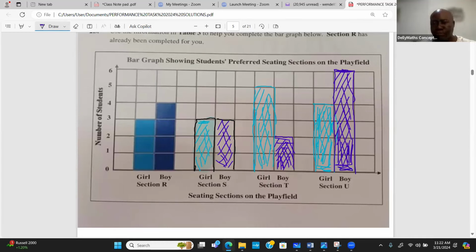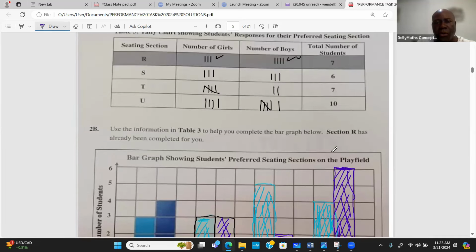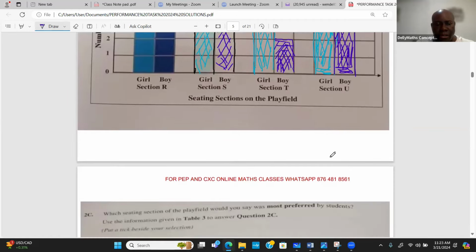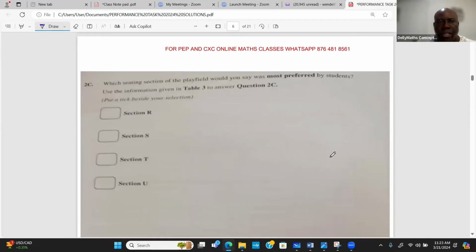So basically this is what we have, as you can see. For S, we have 3 girls, 3 boys. For T, we have 5 girls, 2 boys. And for U, we have 4 girls and 6 boys. So we have the representation there, and there it is. Let's go for the next section.